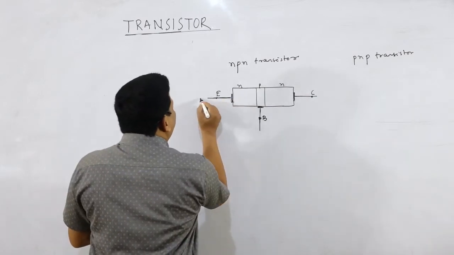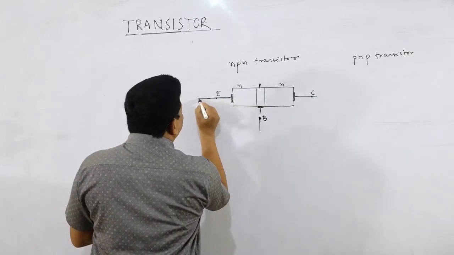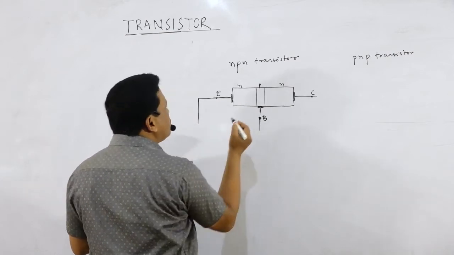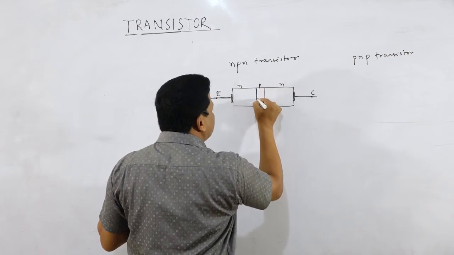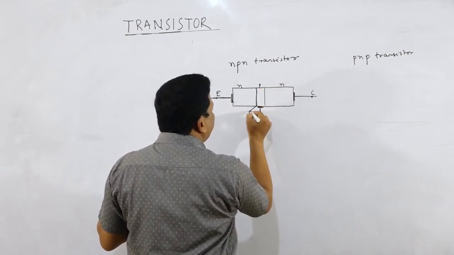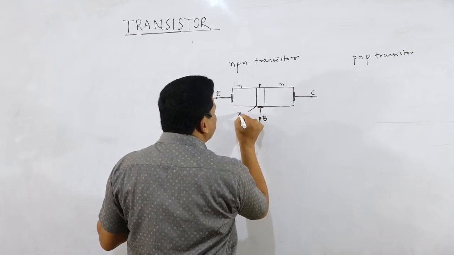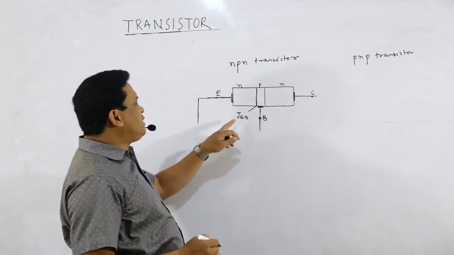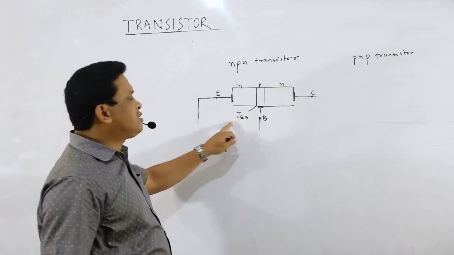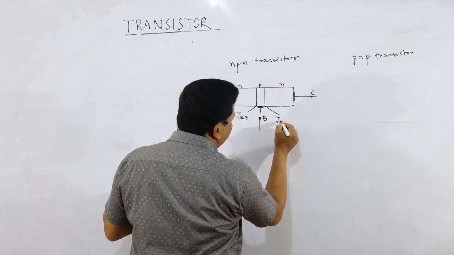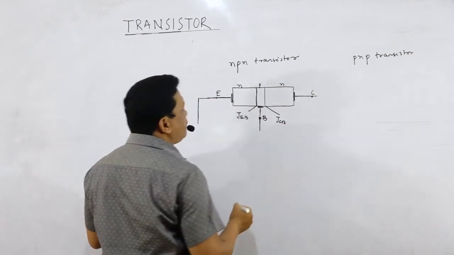Now look here how I am connecting it. As I told you, this is the input PN junction. You can see that this is the emitter PN junction. So I write like this, JEB. EB means emitter base junction, JEB, and this is another PN junction, JCB, collector base PN junction.